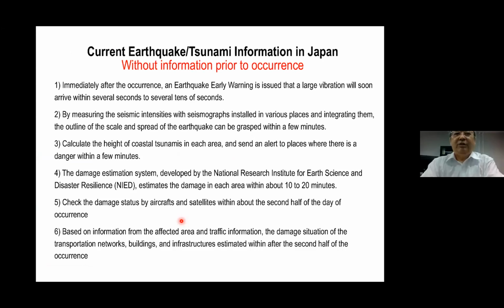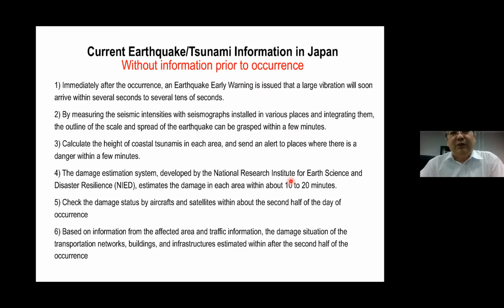And the current earthquake and tsunami information in Japan, and I think all over the world, is issued only after the earthquake happened. Early warning comes first after the quake, using the P wave and S wave difference, before the big shake comes. This is the first information on the seismicity. A few minutes later, we can compute the intensity of the earthquake, and the tsunami warning is given. Anyway, everything in earthquake and tsunami information comes after the earthquake happened, without information prior to its occurrence.